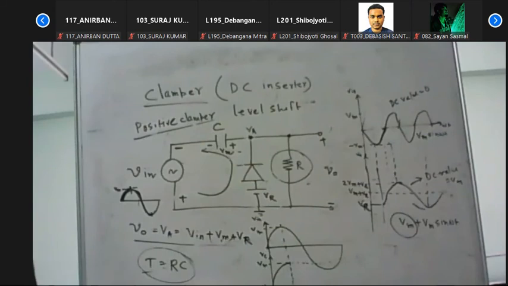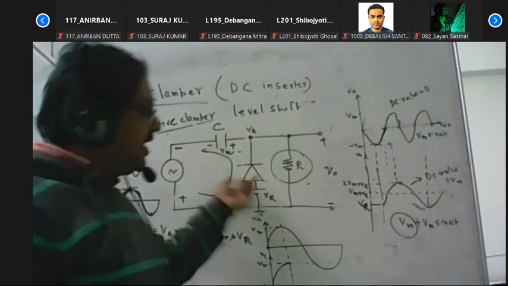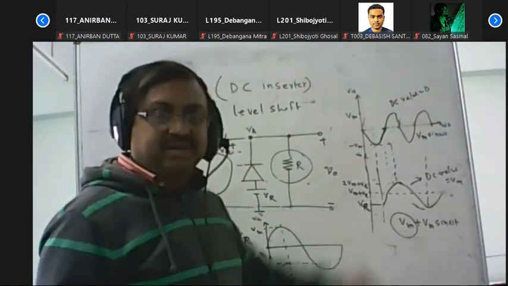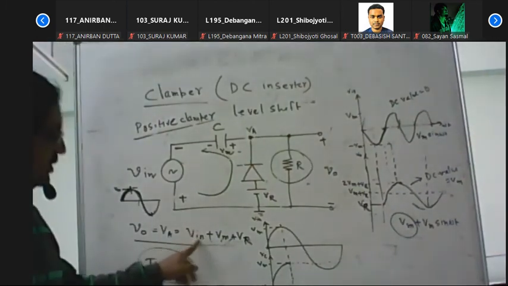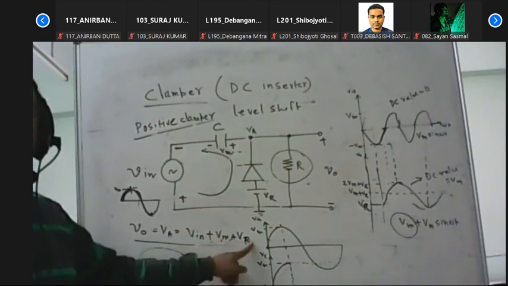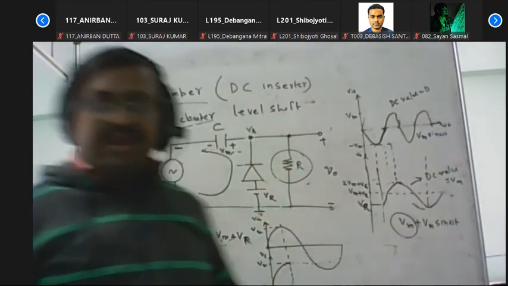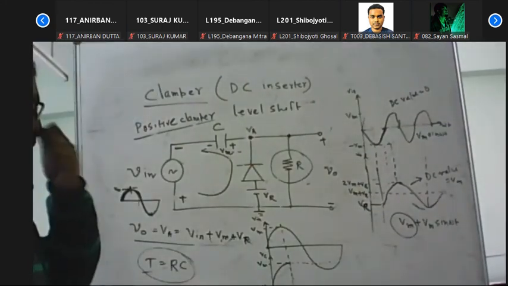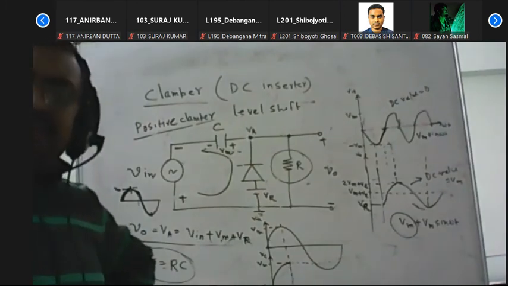Now, what is the application of this? In the same way, we can also apply some negative reference voltage here. If it is a negative reference voltage, it will start from the negative voltage. At that moment the output voltage equals Vin plus Vm minus Vr, so it will start from minus Vr. So both positive and negative clamper voltages are possible.